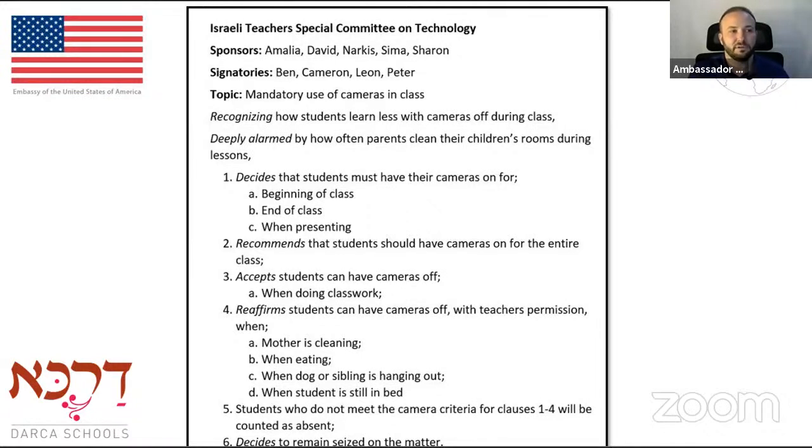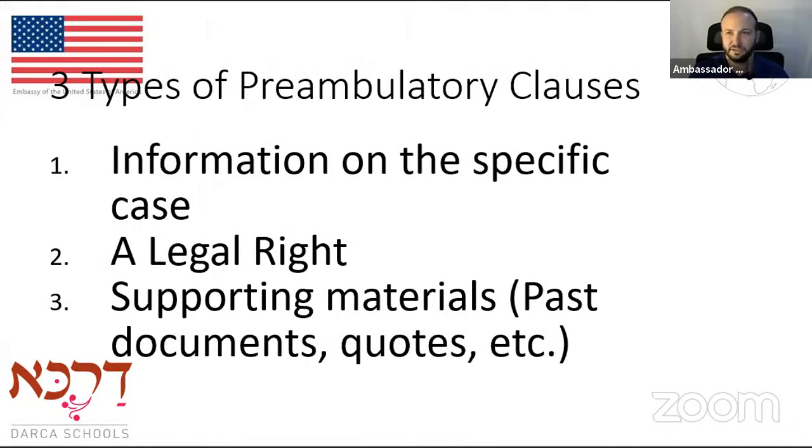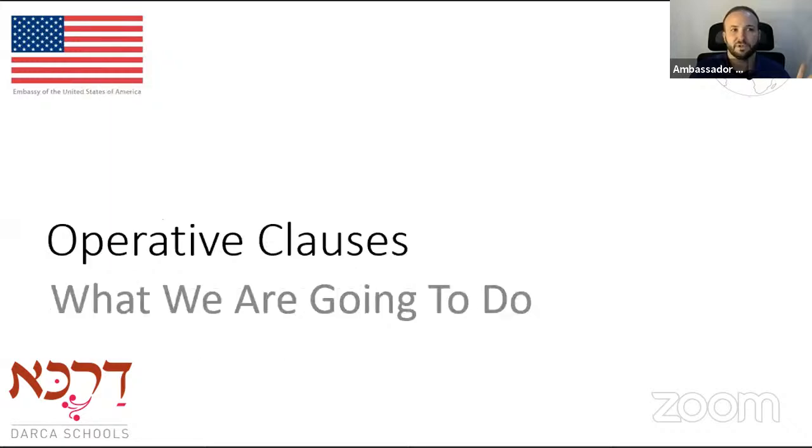So now I want to talk a little bit about operative clauses, because the preambulatory for why is usually not given so much focus for high school MUN, and it's secondary to what we're going to do. So why we're going to do it usually comes down to 3 types of preambulatory clauses: information on the case, a legal right of some kind, and supporting material. Okay, so you can find this if your students are in advanced enough rooms to deal with it. But what's more important is how it's going to work. And with operative clauses of what we're going to do and how we're going to do it.